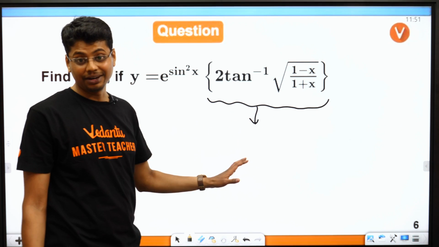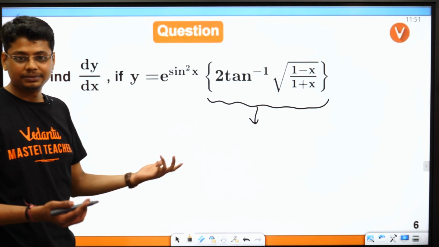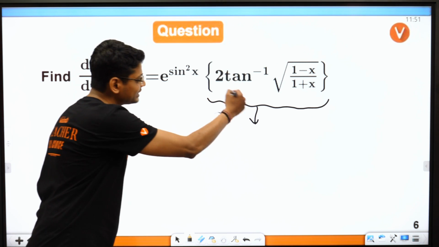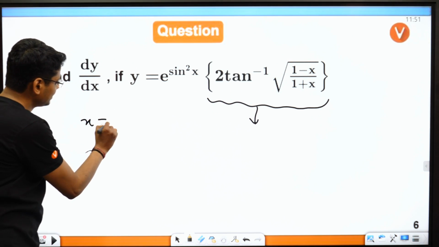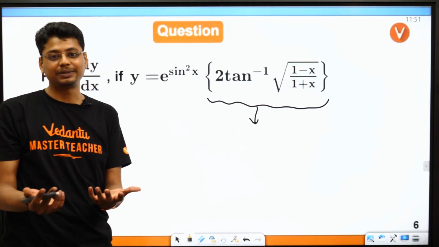Alright, so this is the takeaway for this problem, and this is again a typical problem that you may be asked in boards. Alright, so to resolve this, what will I do? 1 minus x by 1 plus x. So 1 minus x, 1 plus x, this kind of expression is coming.